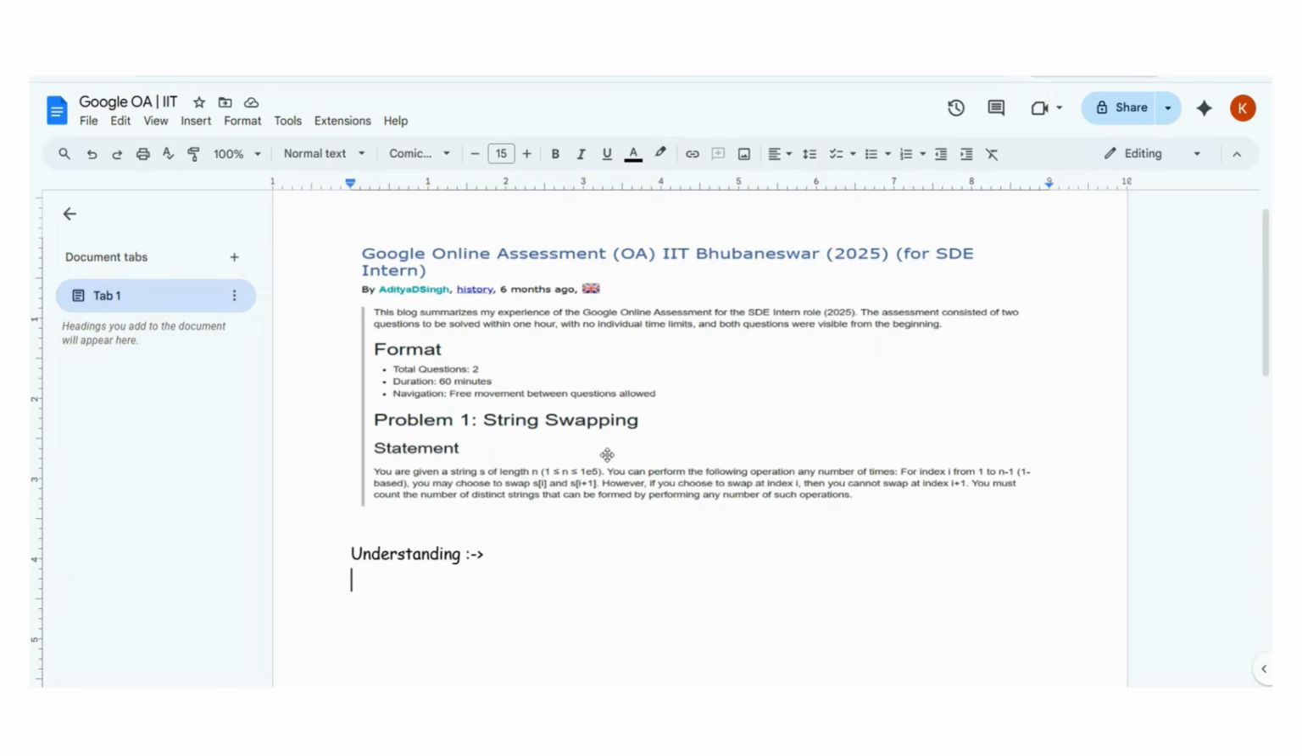I know most of you have done the standard DSA sheets or you are doing the standard DSA sheets, but you should know that that is not enough. You can see that this question you will not find in any sheet. You will not even find this question in LeetCode. So you need to practice the previous OA problems and lots of contest problems from Codeforces, CodeChef, and LeetCode.